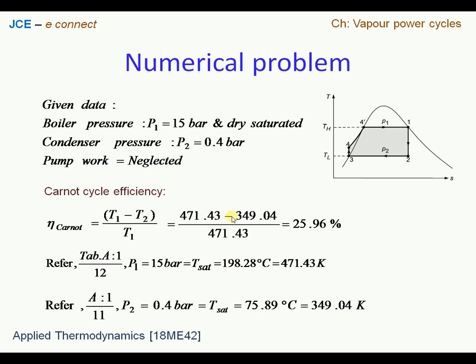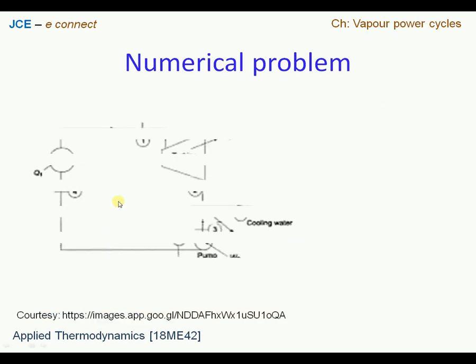Now we know that in the problem they asked two things. One is the Carnot cycle efficiency, that is the first part of the question. The second part was the Rankine cycle efficiency, and we know that Carnot cycle efficiency gives us the maximum efficiency. Therefore, if 25.96% is the efficiency given by the Carnot cycle, the Rankine cycle efficiency has to be less than that. Now let us proceed with the problem.